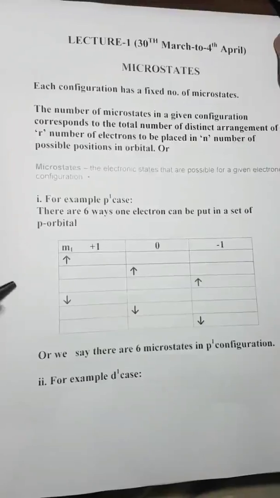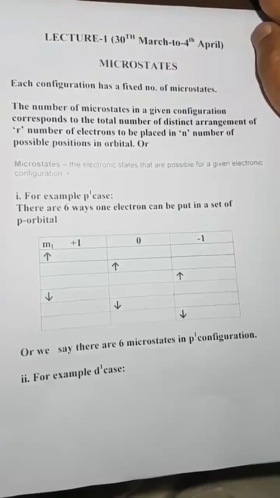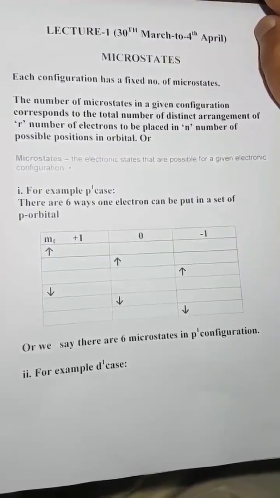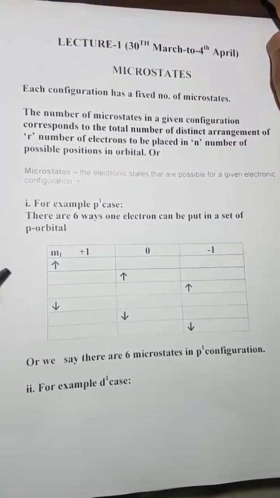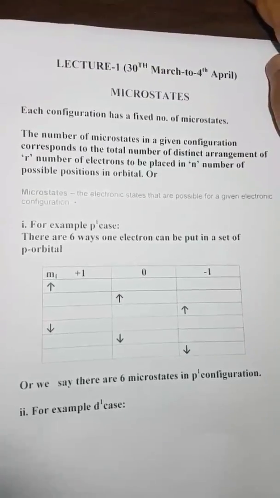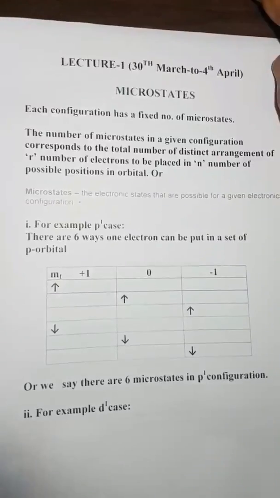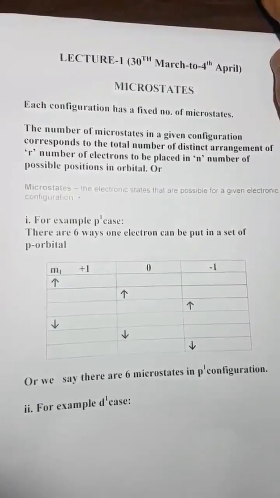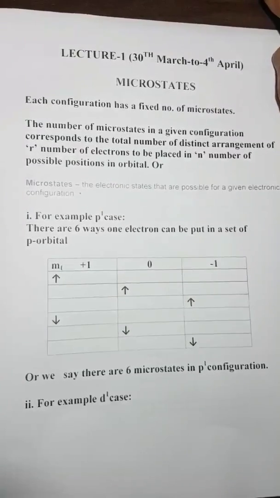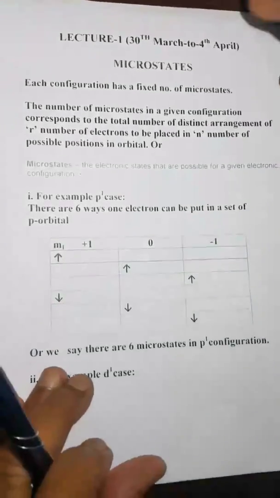Microstates, as I have explained to you in my previous lectures, are the states in a given configuration. Each atom has its own configuration, and this configuration contains a number of microstates. Microstates are the electronic states that are possible from a given electronic configuration. I will explain it through one or two examples.